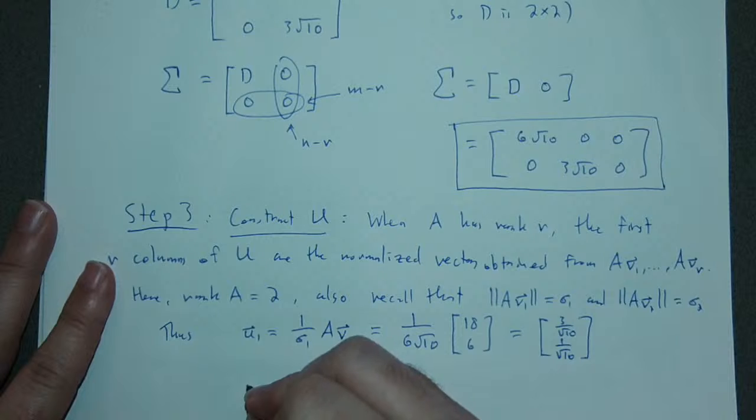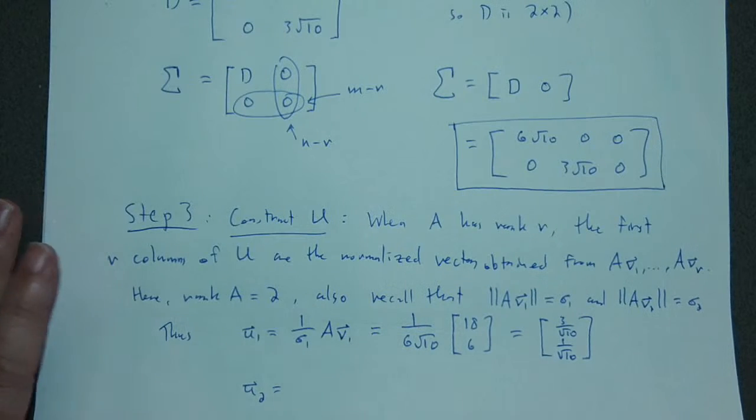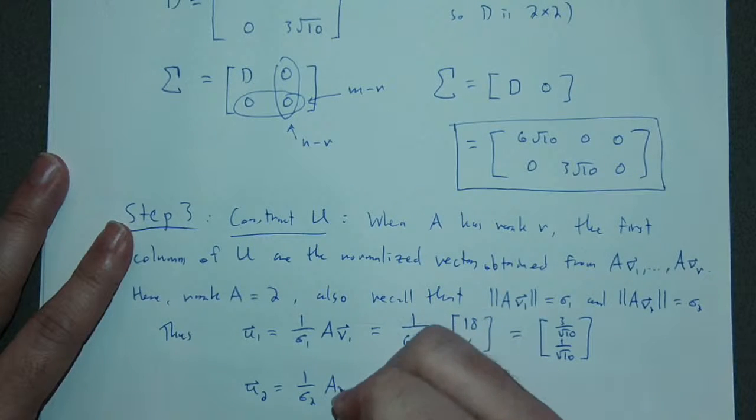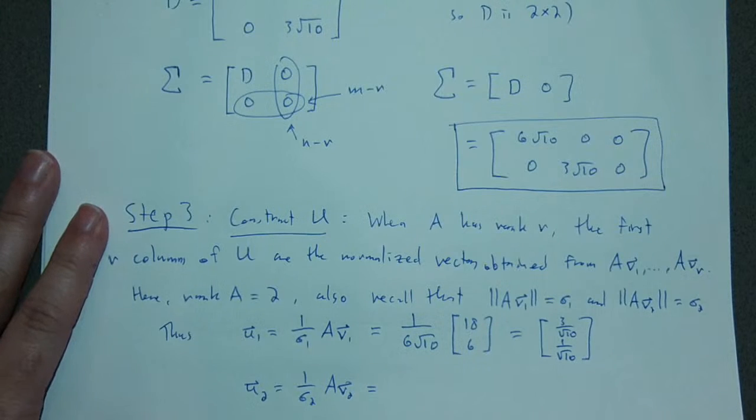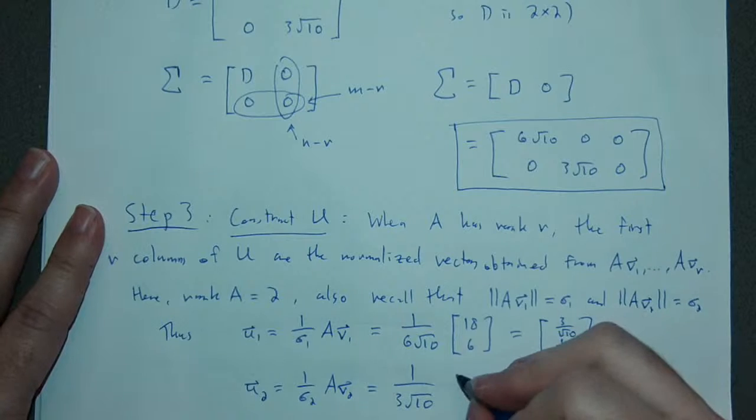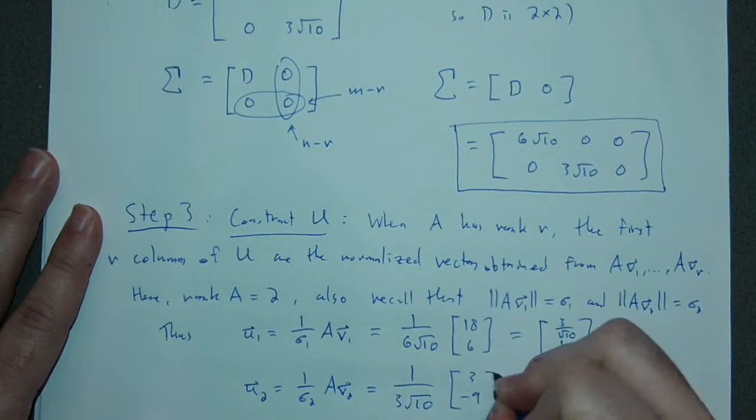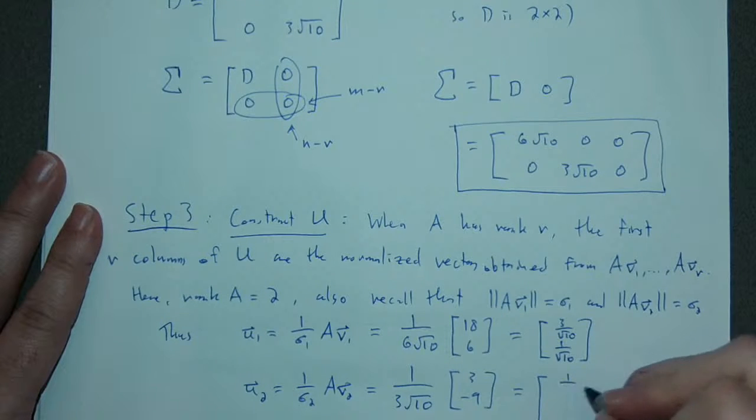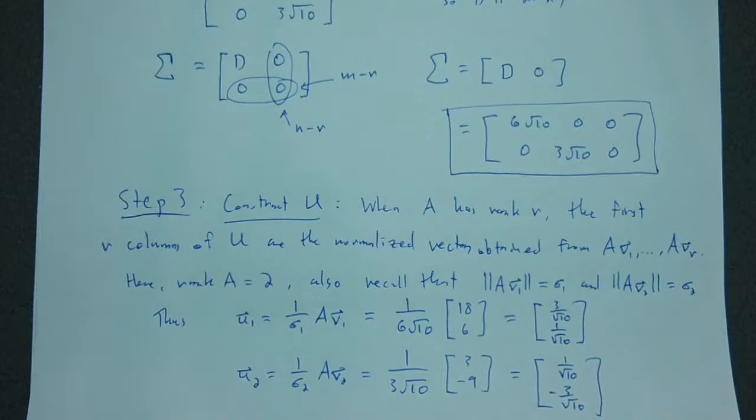Okay, so the other U vector here is 1 over sigma 2 times A V2, which is 1 over 3 root 10 times the vector (3, -9). And this is the vector (1 over root 10, -3 over root 10).